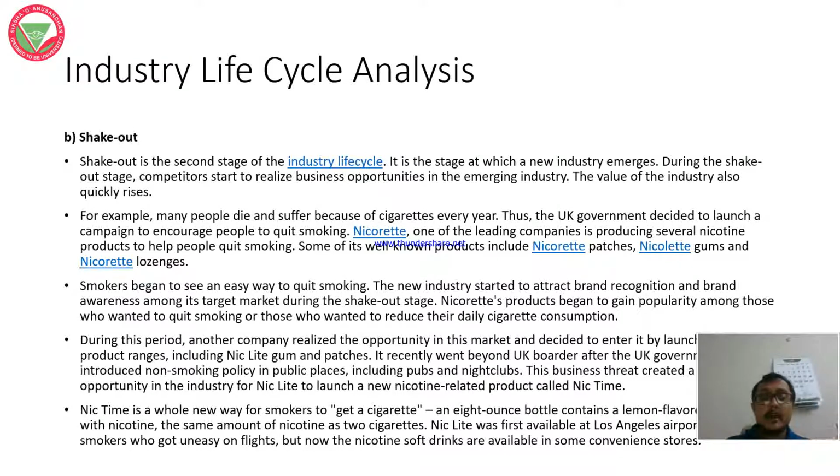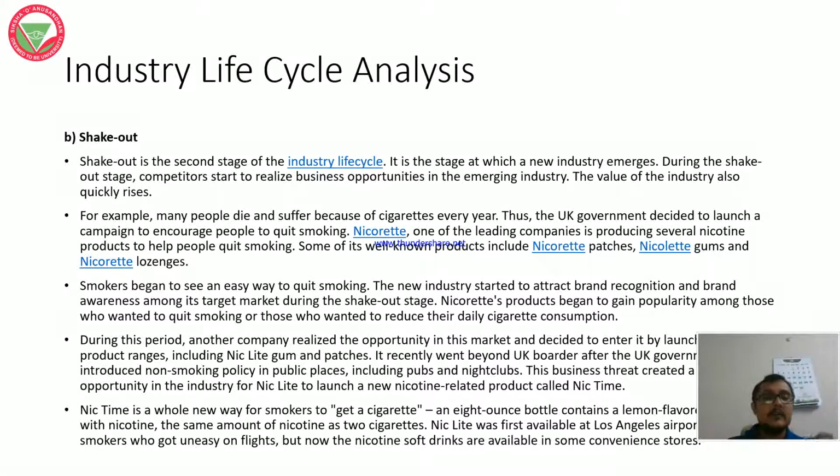During this period, another company realized this opportunity, so here comes the competition, and decided to enter by launching a nicotine product range, including nicotine gum and patches. This is similar to Nicorette, but by another company. It recently went beyond the UK border after the UK government introduced a non-smoking public policy in public areas, including pubs and nightclubs. This business threat created a new business opportunity in the industry for the company to launch a new nicotine-related product.